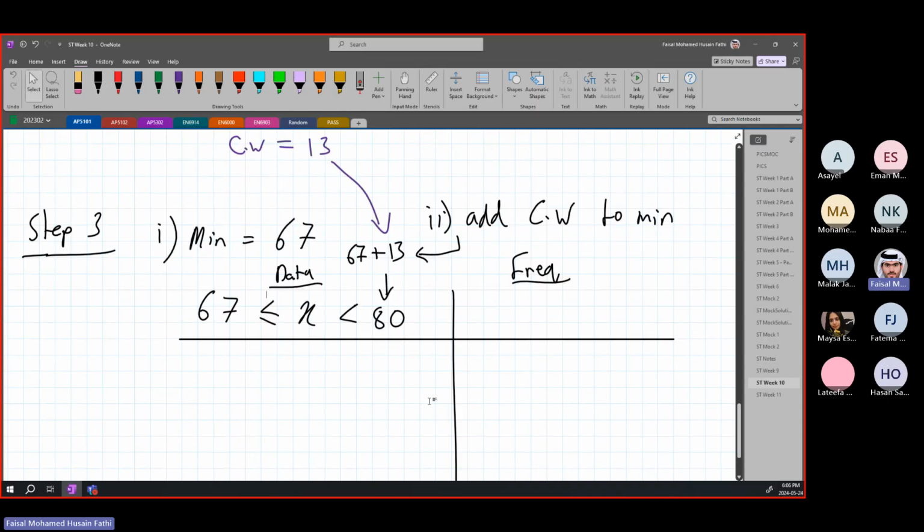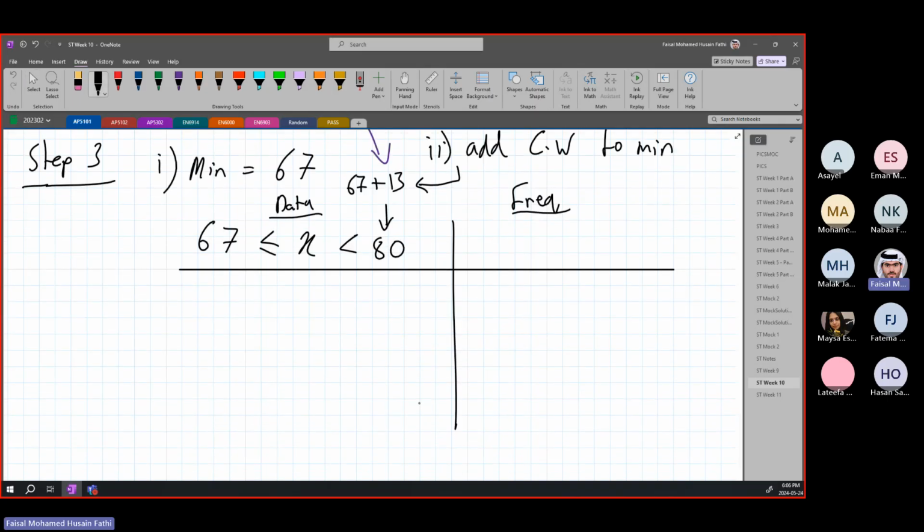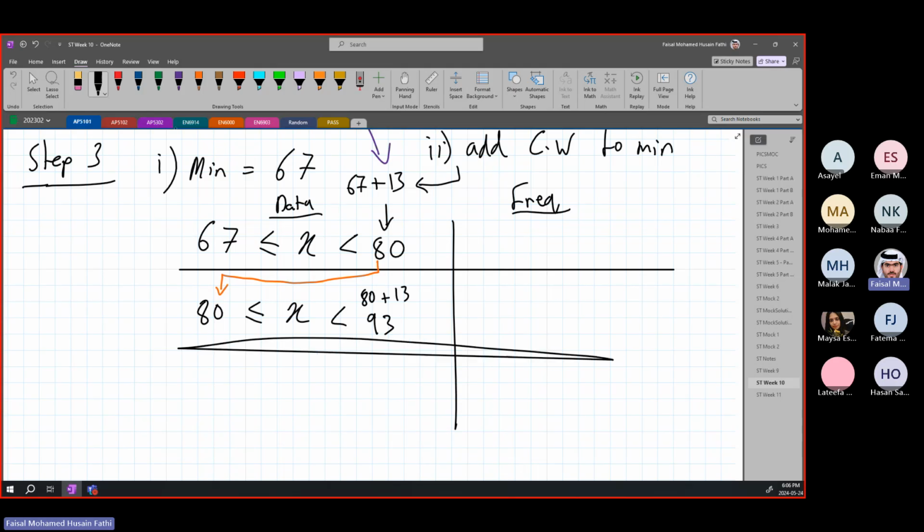What about the second one? The second one, the starting point is going to be the end point here. This is going to be your starting point, which is 80, less than or equal to. And then again, you are going to add 13 to 80 to get your next upper boundary or upper limit. So it's going to be from 80 all the way to 93. Remember, it's only less than, not equal to. And this is going to be your second line.